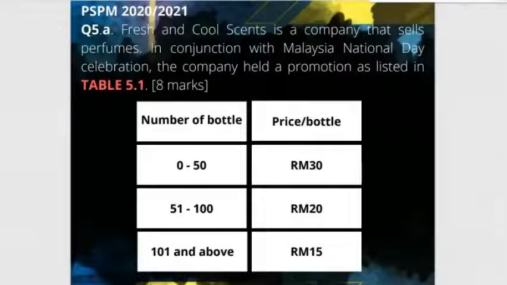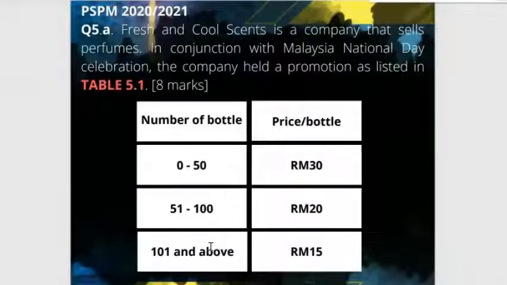Okay, this is the question. Fresh and Cool Scent is a company that sells perfume. In conjunction with Malaysia National Day celebration, the company held a promotion as listed in the table. Okay, you can see the table here. You can see a few options. So automatically you know that this is a selection control structure.